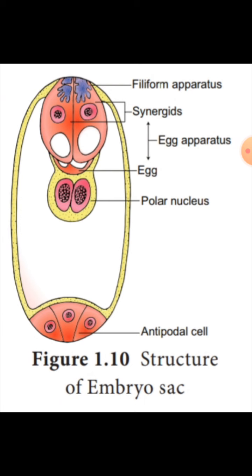Synergids secrete chemotropic substances that help attract the pollen tube. The special cellular thickening called the filiform apparatus of the synergids helps in absorption and conduction of nutrients from the nucellus into the embryo sac. It also guides the pollen tube into the egg. Thus a 7-celled and 8-nucleated embryo sac is formed, as shown in the picture. Thank you. This was the development of the embryo sac and female gametophyte.